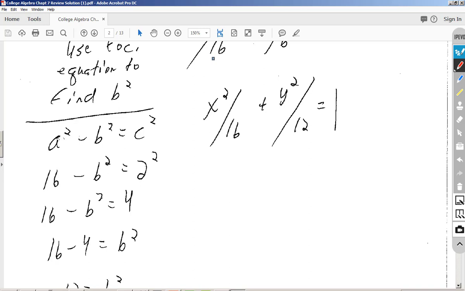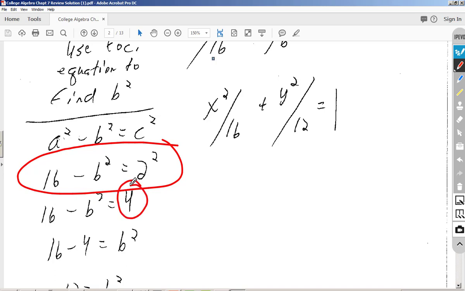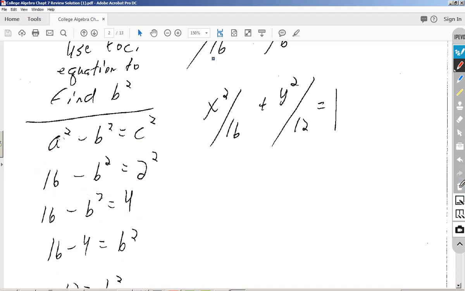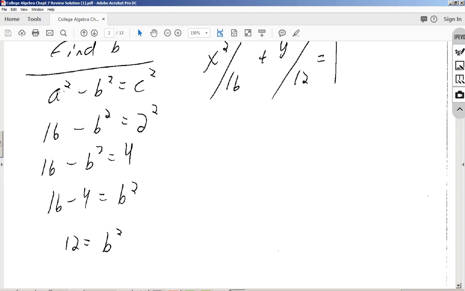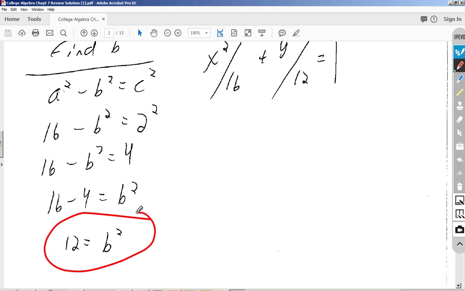So I end up with 16 minus b squared all equals 2 squared. So 2 squared equals 4. I'm going to move this 4 over here, and move the b squared over here. So 16 minus 4 all equals b squared. Simplifying that down, 16 minus 4 gives me 12. And so 12 is equal to b squared. I don't bother taking the square root because it's just going to be substituted into that equation.